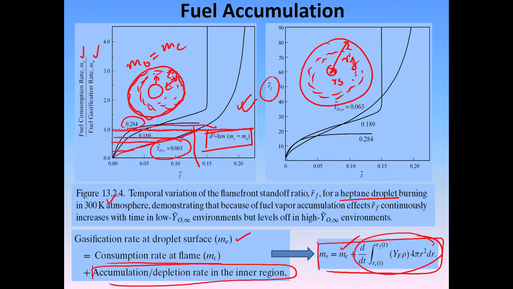So, this flame standoff distance has been normalized by Rs. If you recall, Rf by Rs is supposed to remain constant. It does remain constant when the oxygen environment is high. Other than that, it actually changes quite dramatically. So, the fuel accumulation is a real problem, and if you are burning in a low oxygen environment, the fuel consumption rate comes down drastically. Got it?